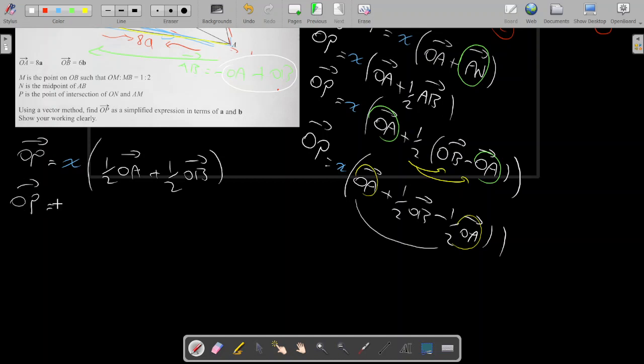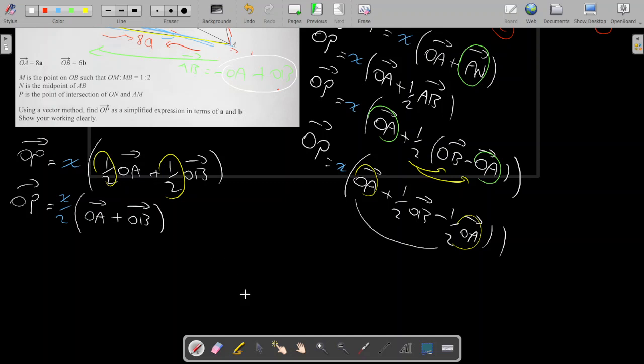The OP is going to be equal to what? I can factorize the half that you see here, so I can get it out of the bracket. So it becomes what here? This is going to be x over 2 multiplied in OA vector plus the OB vector.